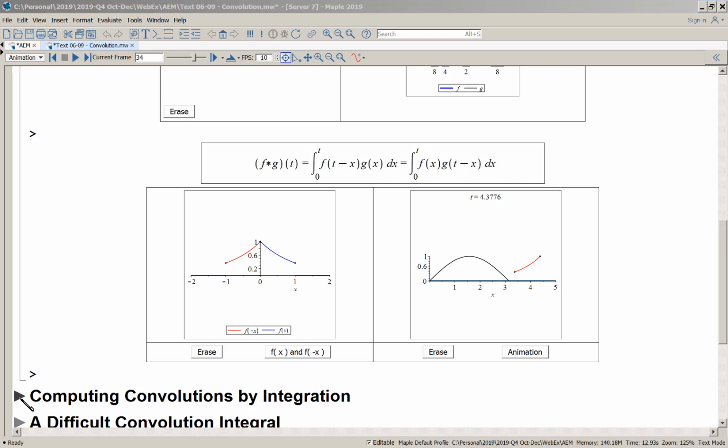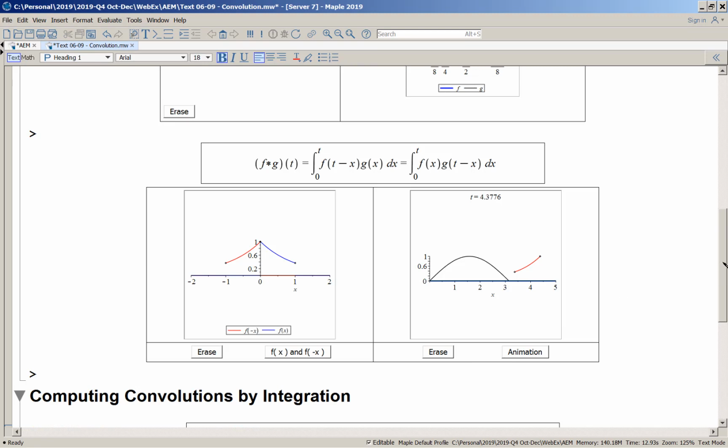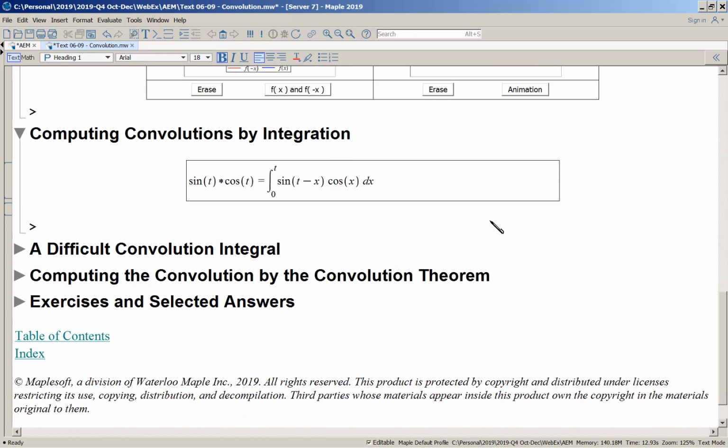For some functions, computing the convolution by the integral definition is okay, it works. For instance, the convolution of sine t and cos t, you write the appropriate integral.